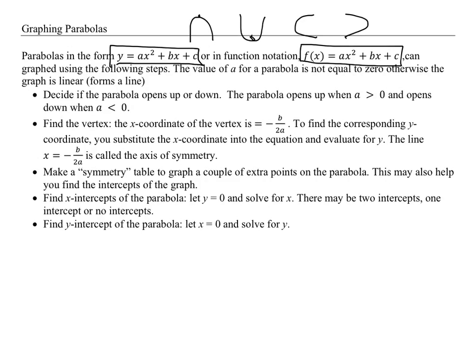And then once you get the x-coordinate of the vertex, you can get the y-coordinate. Then we're going to make a symmetry table to help us get some other points on the parabola. And then probably we're going to have to figure out where it crosses the y-axis and where it crosses the x-axis. Boom, bah, we're done.